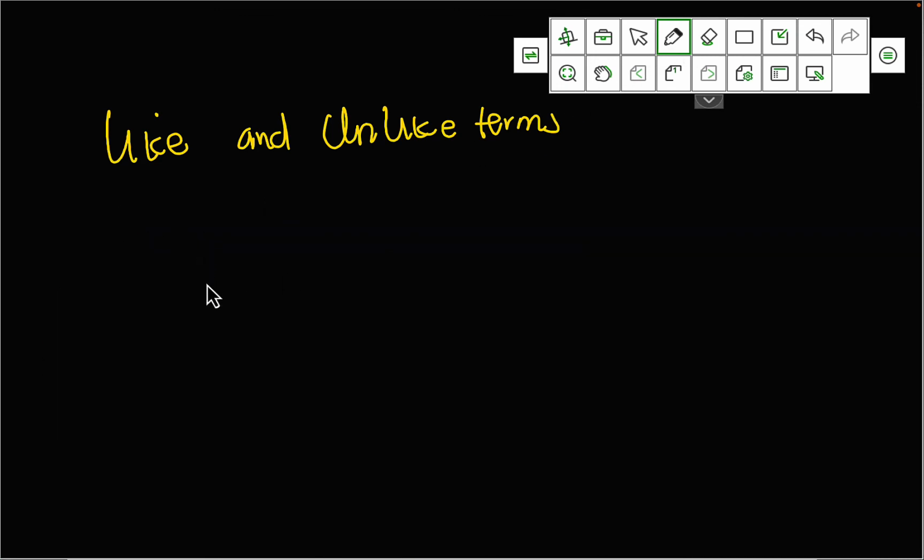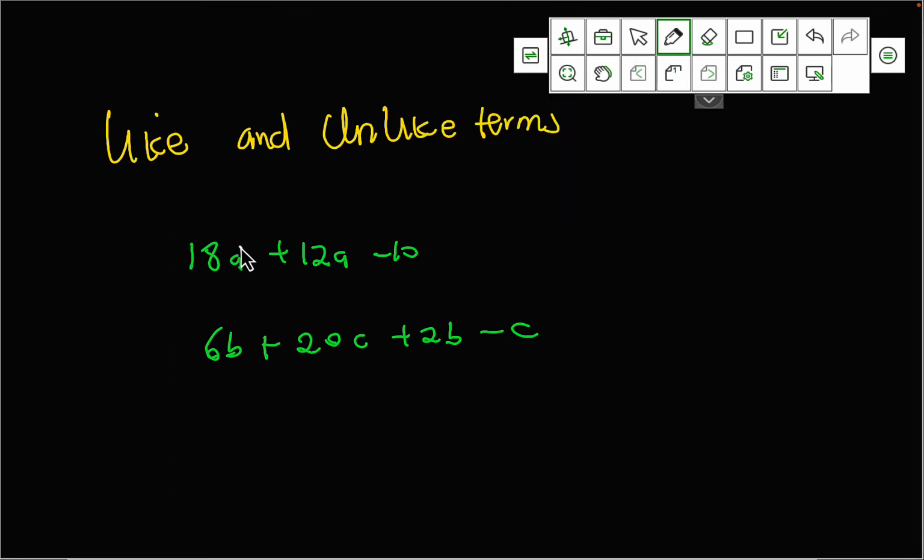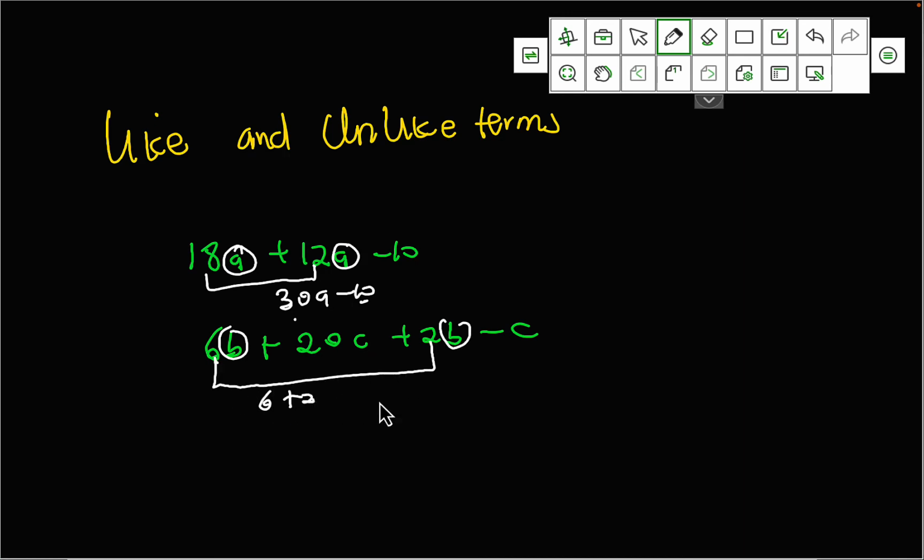So let's see, for instance, if I have 18a plus 12a minus 10, 6b plus 20c plus 2b minus c. So just these two should be okay. Let me just pause for a minute and see if you can identify like terms. So see, here you have a, here you have a, so you can just combine their numerical coefficients, and 18 plus 12 will give you 30a. Minus 10 and then 30a, there are no common literal coefficients, so you cannot add them. So here you have b, here you have b, so you can just combine their numerical coefficients. 6 plus 2 will give you 8, so that will be 8b.